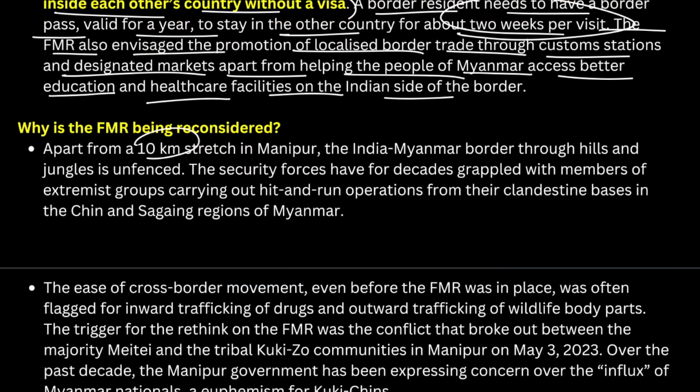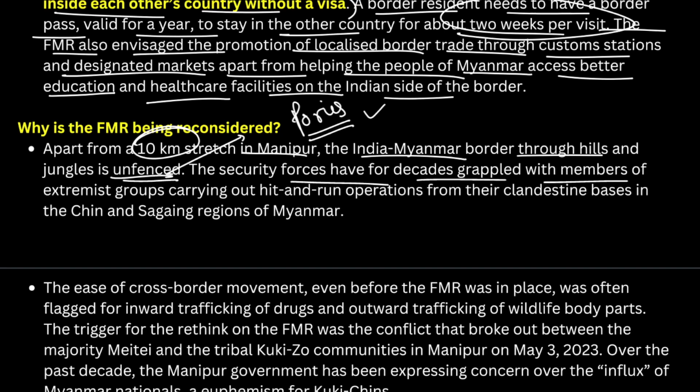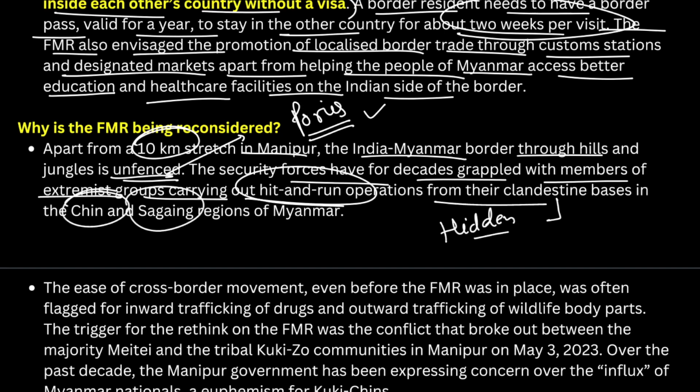So apart from a 10-kilometer stretch in Manipur, the India-Myanmar border through hills and jungles is unfenced. That means it's porous, and not only porous, it's completely open. The security forces have for decades grappled with members of extremist groups carrying out hit and run operations from their clandestine, hidden bases in the Chin and Sagaing region of Myanmar.